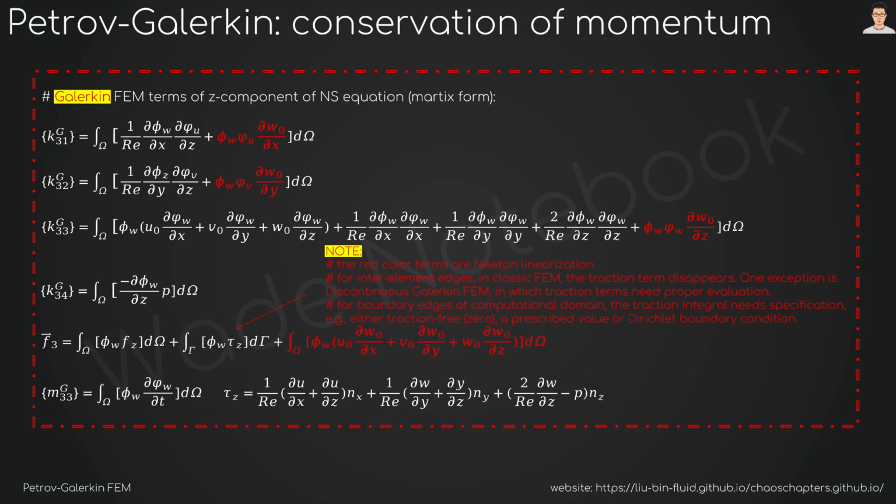Now, we have completed the derivation for all the Galerkin terms of the conservation of mass and three components of the Navier-Stokes equation for incompressible flow, together with their stress components in three directions. In the next video, we will talk about the stabilization terms in the Petrov-Galerkin finite element formulation and the choice of time integrations for the transient problem.